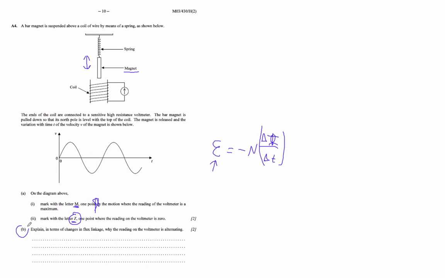And then B, explain in terms of changes of flux linkage why the reading on the voltmeter is alternating. Well, talk about as that north pole approaches and recedes. The flux is either increasing or decreasing. Increasing flux gives us one direction, decreasing gives us the other direction of current, okay? I think you can do that. Flux. All right.